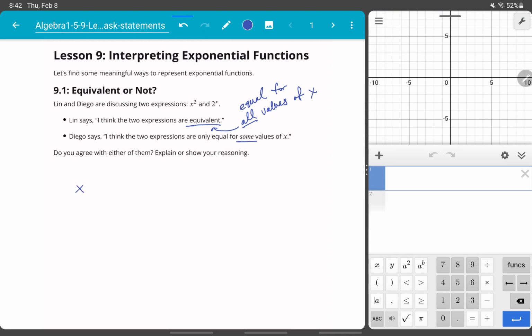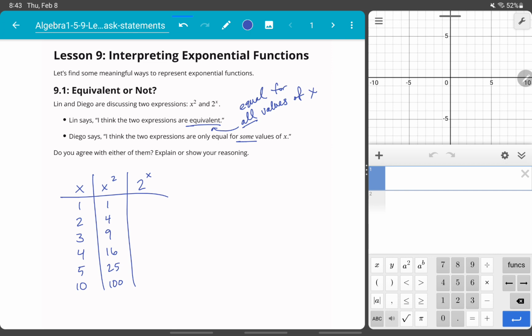So let's say I pick 1, 2, 3, 4, 5, and let's get some big numbers like 10. And let's figure out what our x squared would be and what our 2 to the x would be. So x squared: 1 squared is 1, 2 squared is 2 times 2, which is 4, 3 squared would be 3 times 3, which is 9, 4 squared would be 4 times 4, which is 16, 5 squared would be 25, and 10 squared would be 100.